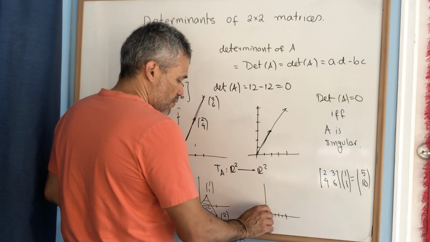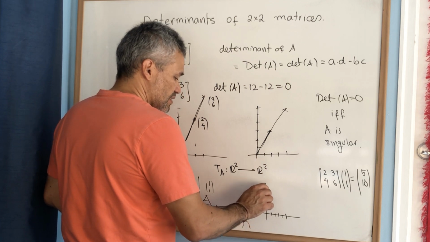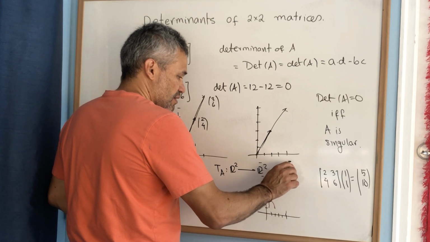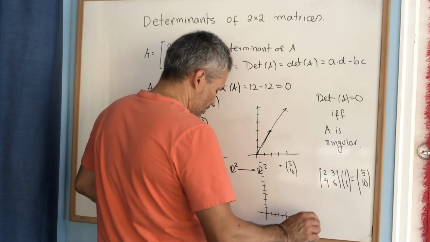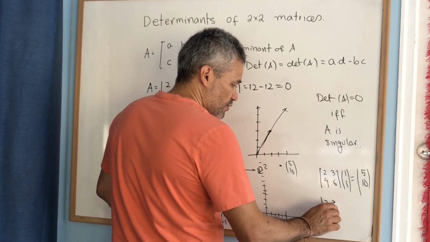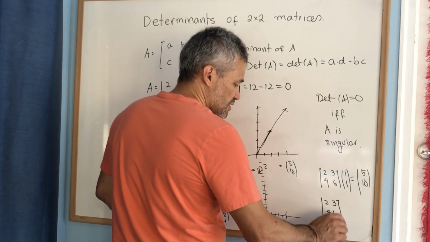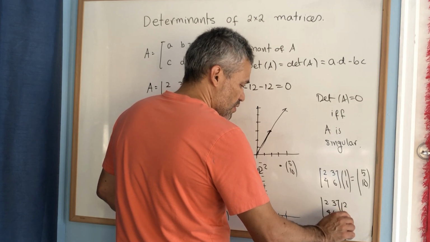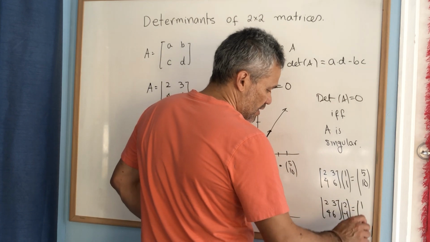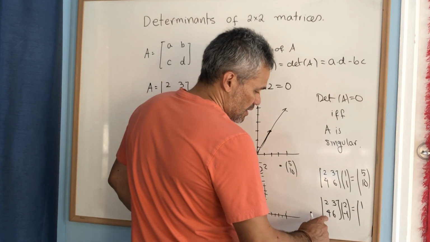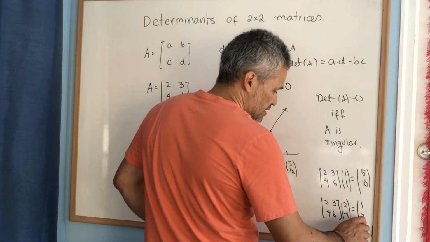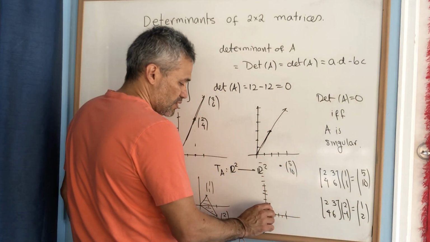Let's see, 1, 2, 3, 4, 5, 6, 7, 8, 9, 10. 5, 10 is here. And the other vector 2, negative 1, we have 2, 3, 4, 6 times 2, negative 1. We'll go to 4 minus 3 is 1, and 2 times 4 is 8, minus 6 is 2. You will go to the vector 1, 2.